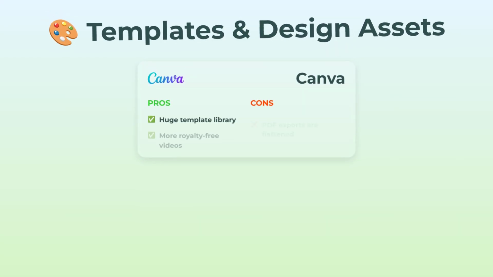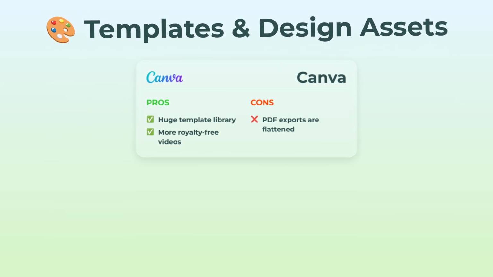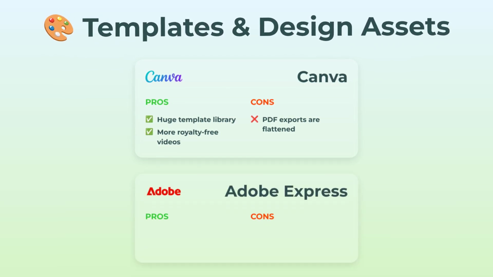All right, next, templates and design assets. Canva just absolutely explodes with a huge library of templates. I mean, you've got choices for days. If you love making videos, you'll dig the royalty-free videos. They're everywhere. A tiny bummer, their PDF exports come out flattened, which is like a mild headache if you need to edit them later.